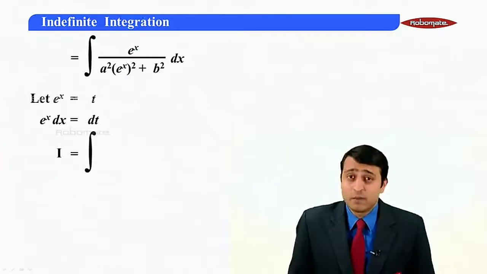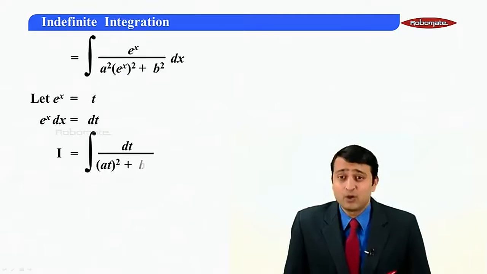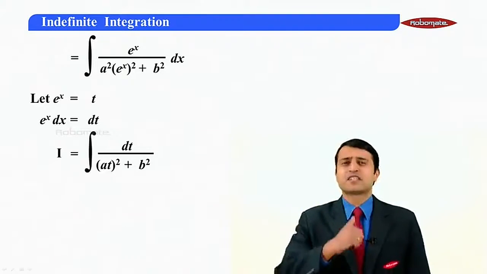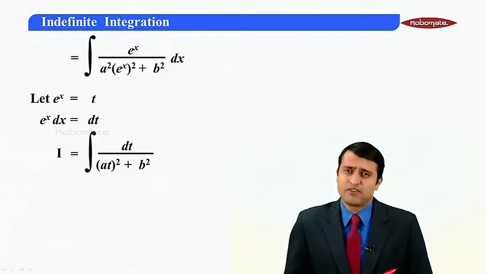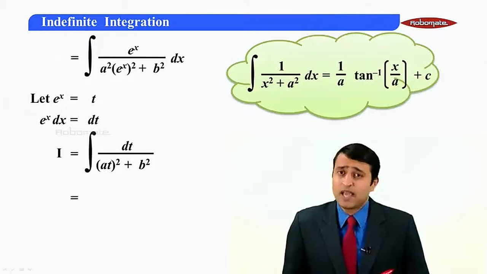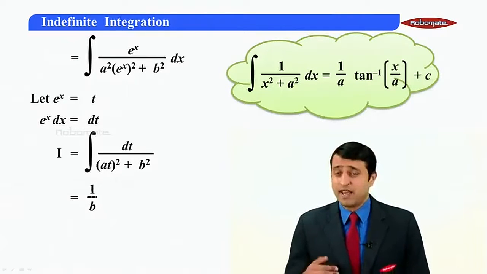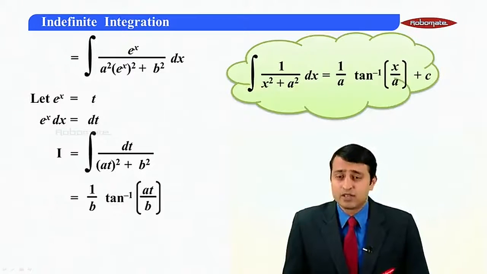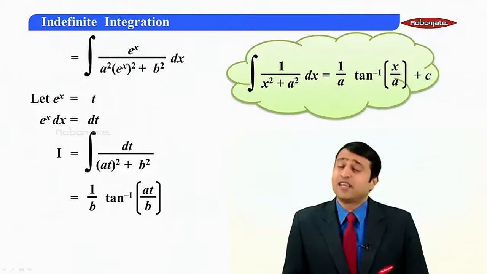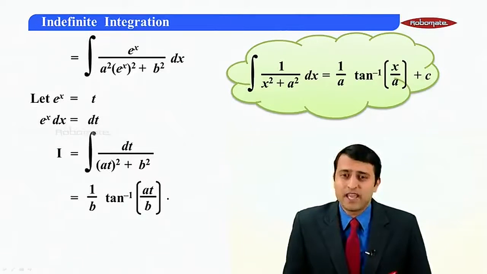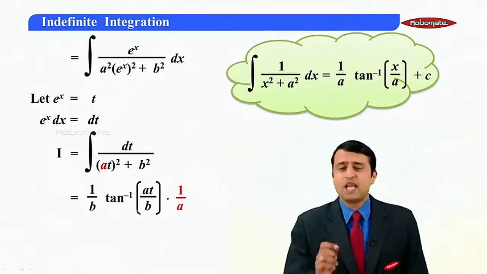So the integral will become 1 upon a t the whole square plus b square. Now it is very much in the standard form. We'll apply the formula for 1 upon x square plus a square. That's 1 by b in this case because the value of a in this case is b. So 1 by b tan inverse of at by b. Again my dear students, the coefficient of t is a. So 1 by a has to follow. So 1 by a plus c.